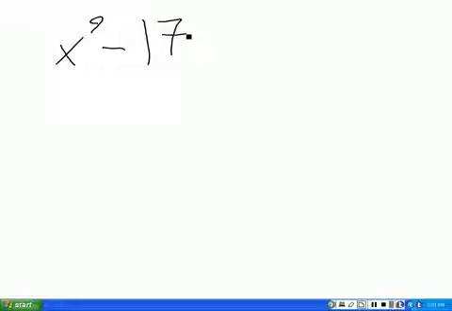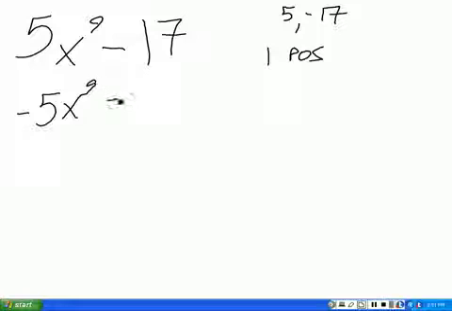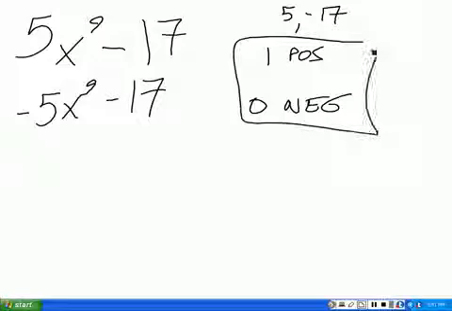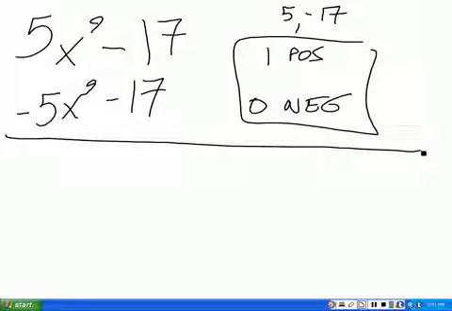If we had something like x to the 9 minus 1, or just to make it interesting, minus 17. 5x to the 9th minus 17. So I get 5 and I get minus 17. So this tells me there's one positive root. But if I plug negative x in place of x, I get now minus 5x to the 9th minus 17. So there's 0 negative roots. So this tells me there's one positive, no negative roots, and the other roots all must be complex.